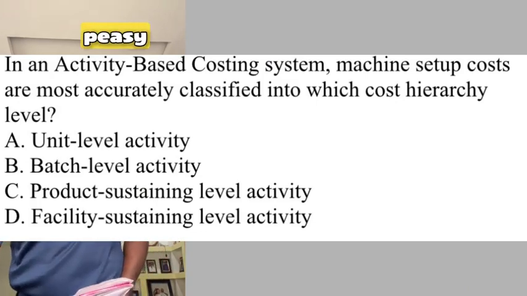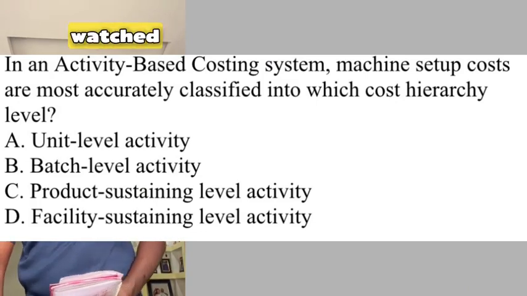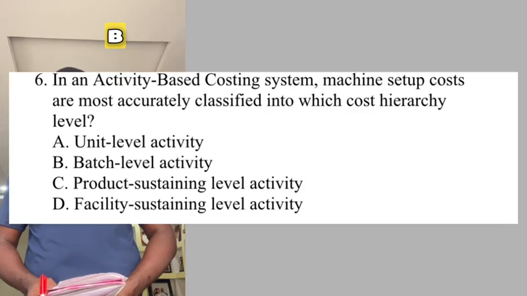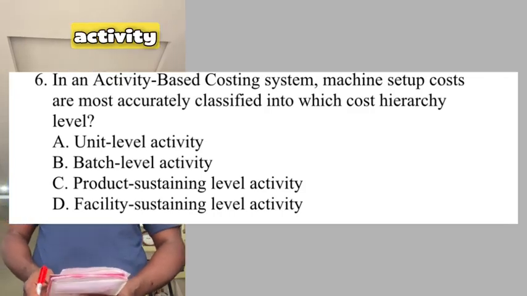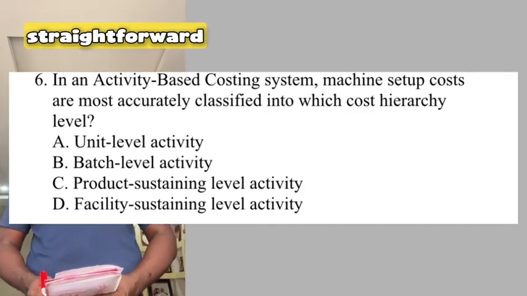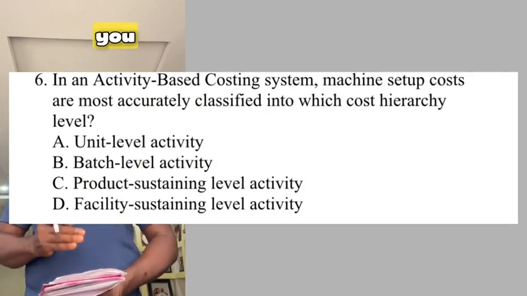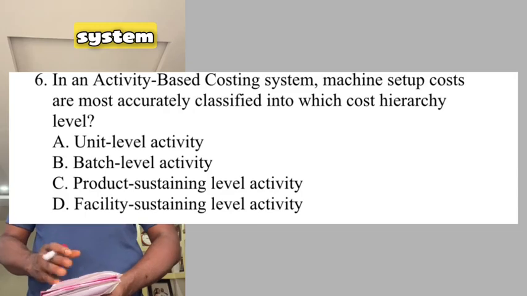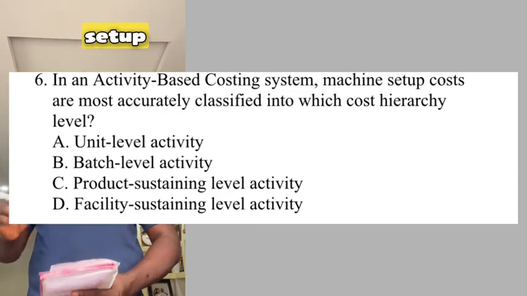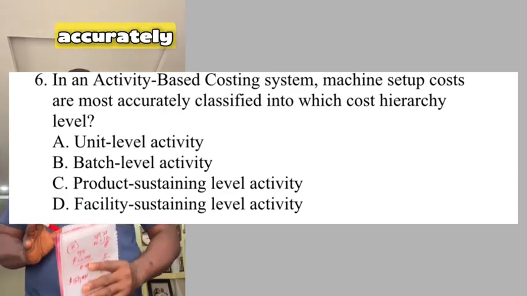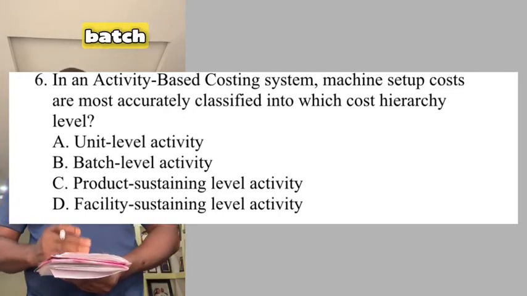This is easy peasy, if you watched our past videos. If not, you can go and watch. The correct answer is B, batch level activity. So that's very straightforward. If you study the activity-based costing system, everything that has to do with machine setup cost is most accurately classified into batch level activity. We'll do a video on that to make it clearer. So let's go on with the quiz.